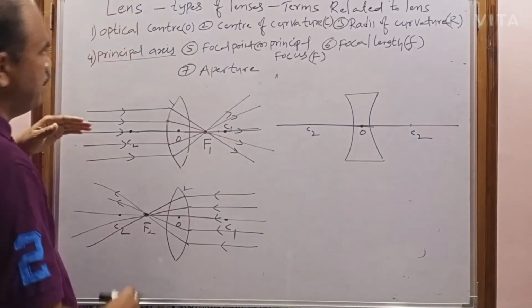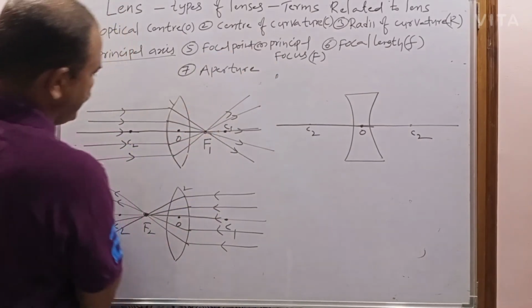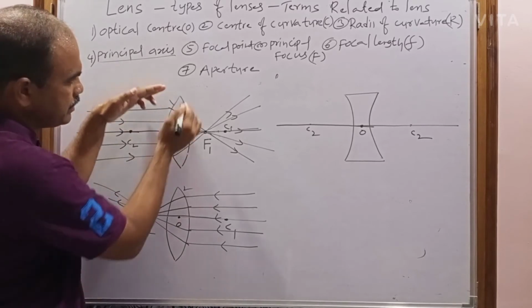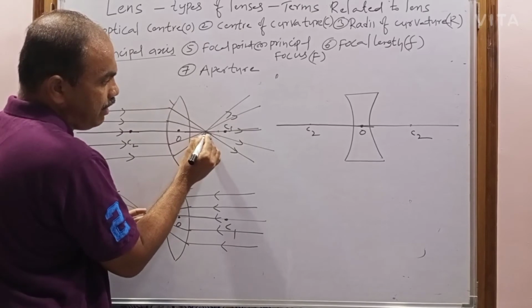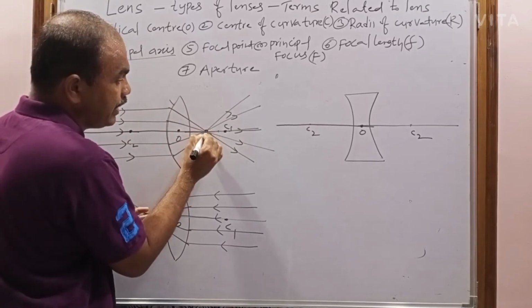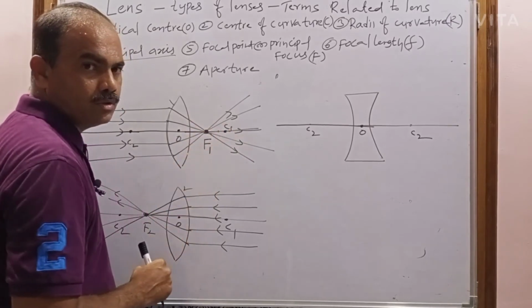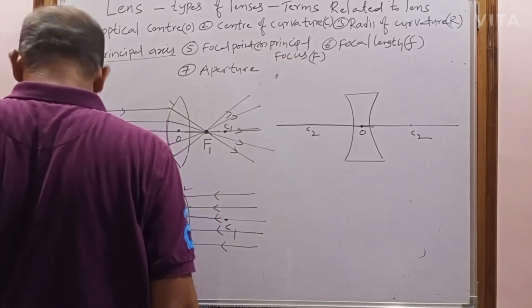So what is the definition of the focal point or the principal focus? When a parallel beam of light which is parallel to the principal axis is incident on the convex lens, after refraction all refracted rays, not the reflected rays, meet at a point on the principal axis. So that point will be called the focal point or principal focus.